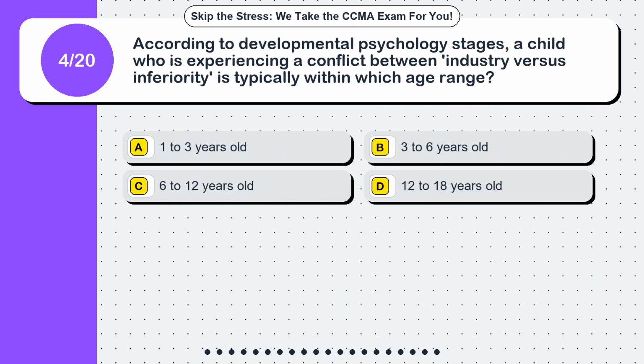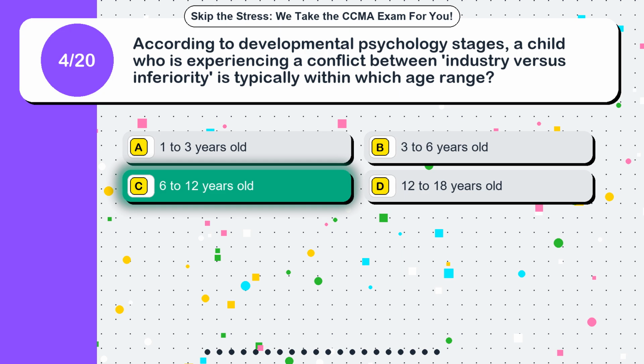Question 4. According to developmental psychology stages, a child who is experiencing a conflict between industry versus inferiority is typically within which age range? Option A, 1 to 3 years old. Option B, 3 to 6 years old. Option C, 6 to 12 years old. Option D, 12 to 18 years old. The correct answer is option C, 6 to 12 years old.